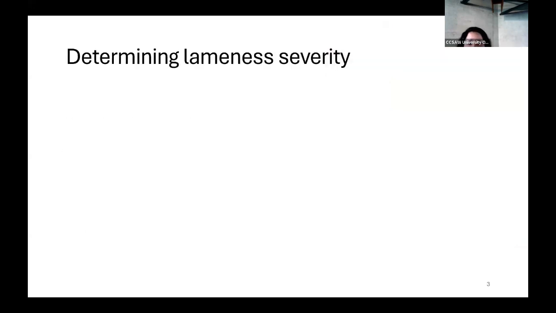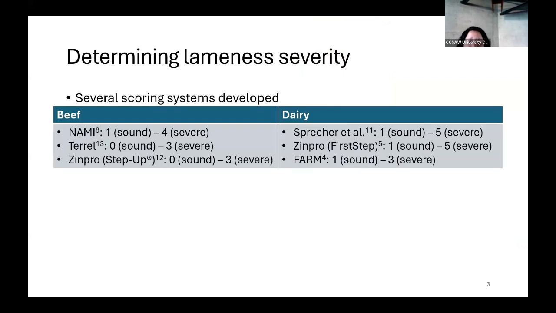To determine lameness severity, there have been different scoring systems developed, and these scoring systems vary not just on the scale, they also vary by type of cattle, either beef or dairy, but they also vary in the way they assess lameness. They can be on individual animals or as a group. So all these scoring systems rely on observer training and experience, which can lead to variability, and then we end up with low inter and intra-observer agreement.